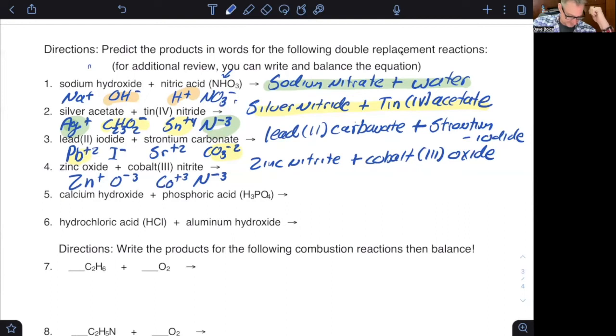Calcium hydroxide. Calcium forms a +2. Hydroxide is OH-. Phosphoric acid. So this is going to break up into hydronium with its H+, and phosphate, PO4 -3. You'll see that on your polyatomic ion sheet. So if we swap ionic partners, calcium comes first. Calcium phosphate.